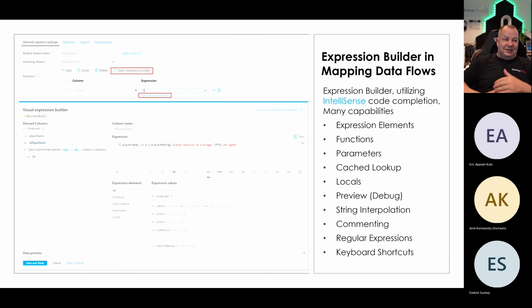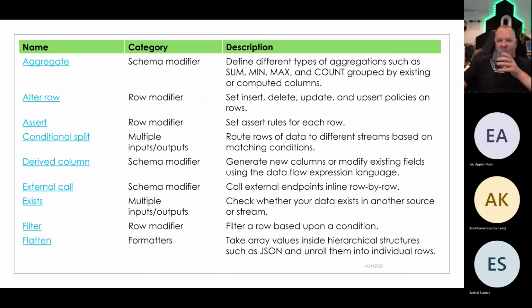We can also make changes to strings. We can do commenting on our code. So you can imagine there's lots of additional capabilities that we can do in this expression builder to build our business rules and build our functionality that we need in that. We can use regular expressions, and we've got some keyboard shortcuts as well that will help us perform these activities. Now, there's a lot of different things that we can do, so let's have a look at a few of those. We're not going to go through every one, but we're just going to pick up a few of the ones.